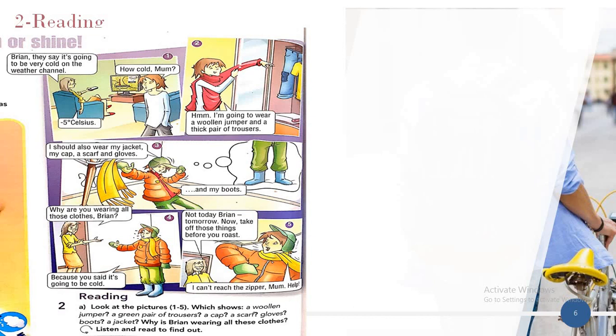1. Brian, they said it's going to be very cold on the Weather Channel. How cold, Mom? Minus 5 degrees Celsius. 2. I'm going to wear a woolen jumper and a thick pair of trousers. 3. I should also wear my jacket, my cap, a scarf and gloves, and my boots. 4. Why are you wearing all those clothes, Brian? Because you said it's going to be cold. Not today. 5. Not today, Brian, tomorrow. Now take off those things before you roast. I can't reach the zipper, Mom. Help.